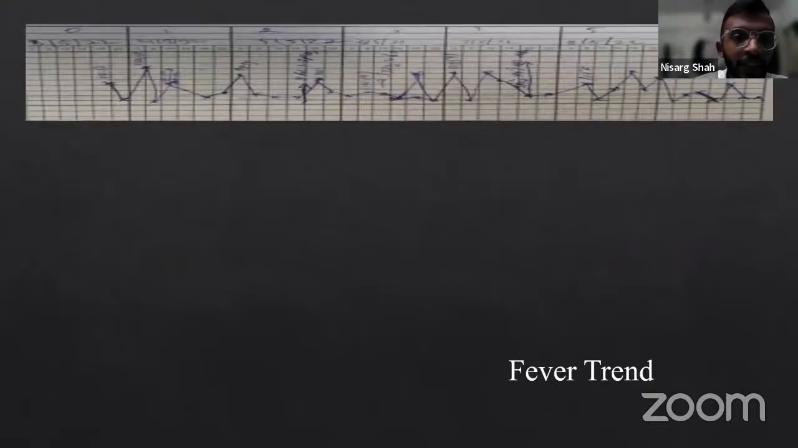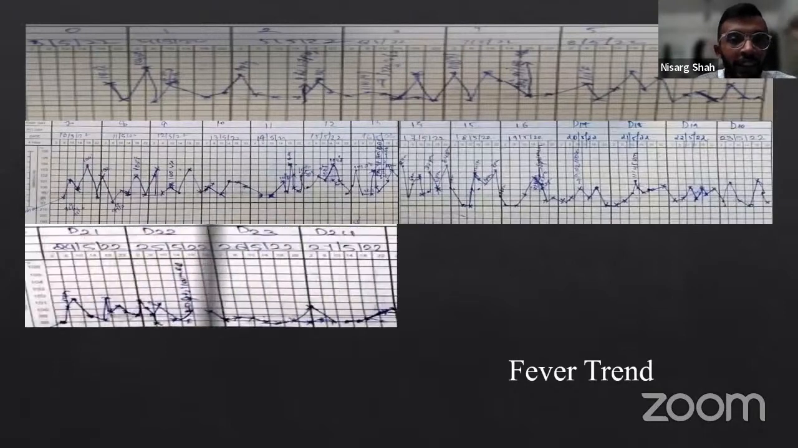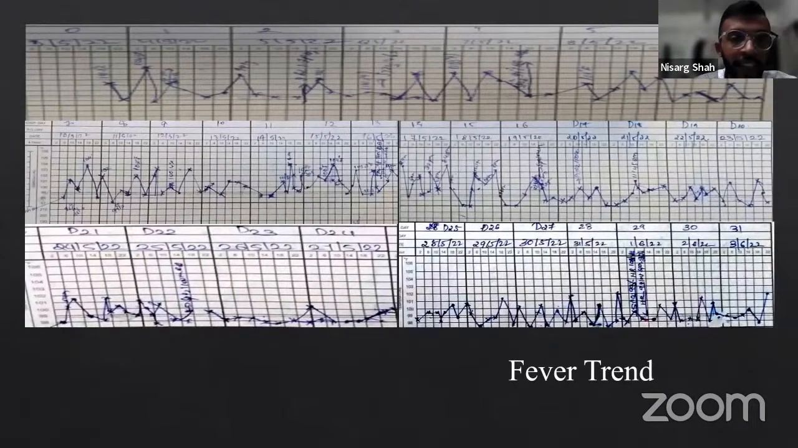Now this is just a fever chart. So she got admitted, and this is the first day. Like this, she was spiking to the glory despite broad spectrum antibiotics, despite posaconazole, and despite liposomal amphotericin B.